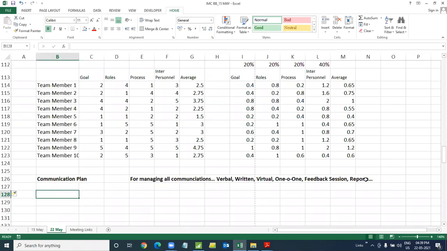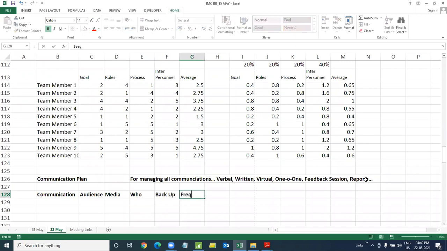So what we do is we set up a communication plan for every possible communication. Managing all communication will be done by the communication plan. What all communication? Who will be the audience, that is, who will be required for this communication, or who will be the recipient? We will have the media or the method of doing the communication, who will be doing the communication, the backup person for that communication, the frequency of the communication, and if you want to add something, please do add. If you feel something needs to be added, there's no end to it.